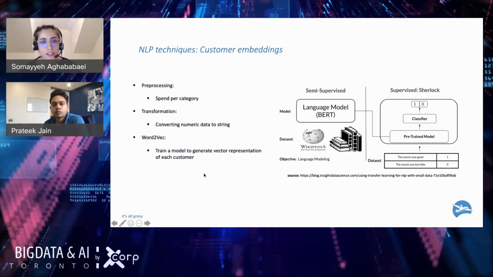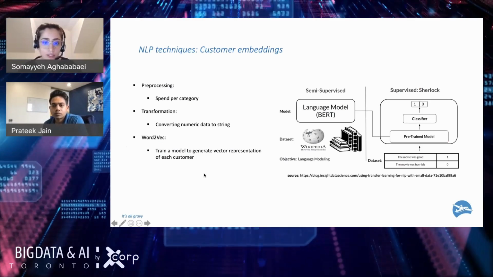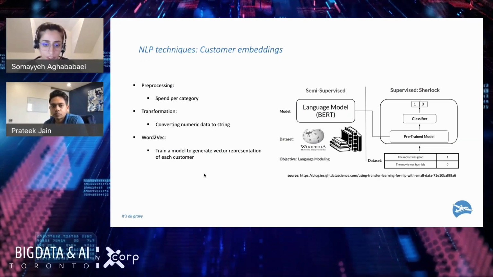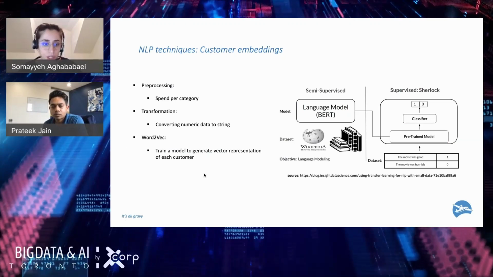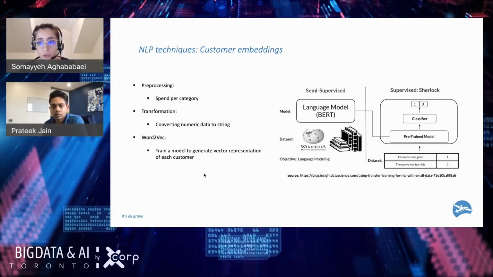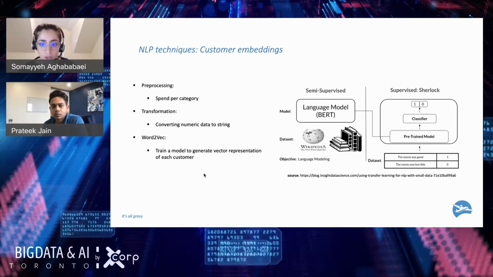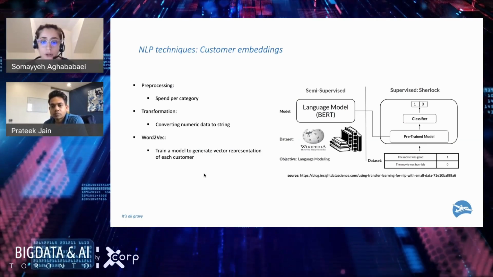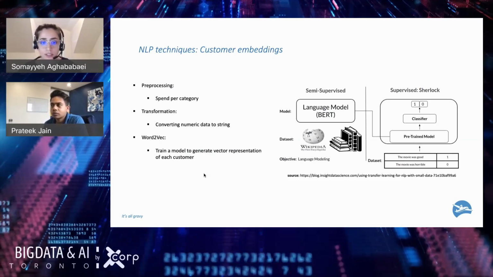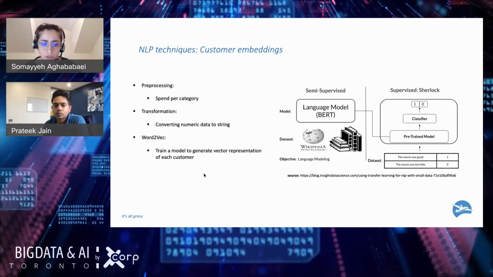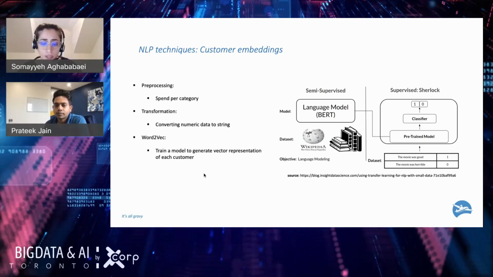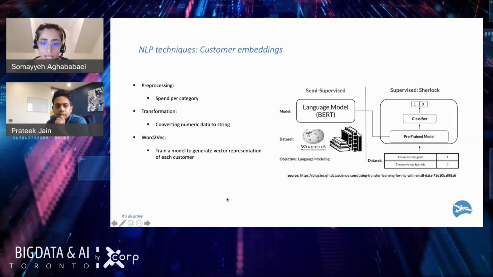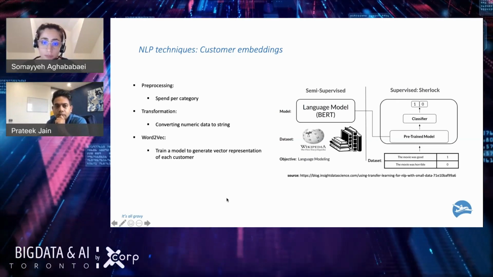The last category of approaches we tried was natural language processing. We have product description and product category. We converted this product description into tokens, where we also leveraged spending or quantity of shopping for each category. And we did some transformation to come up with our corpus. At the end, we trained a simple word2vec model, or leveraged some pre-trained models, to come up with customer embeddings.